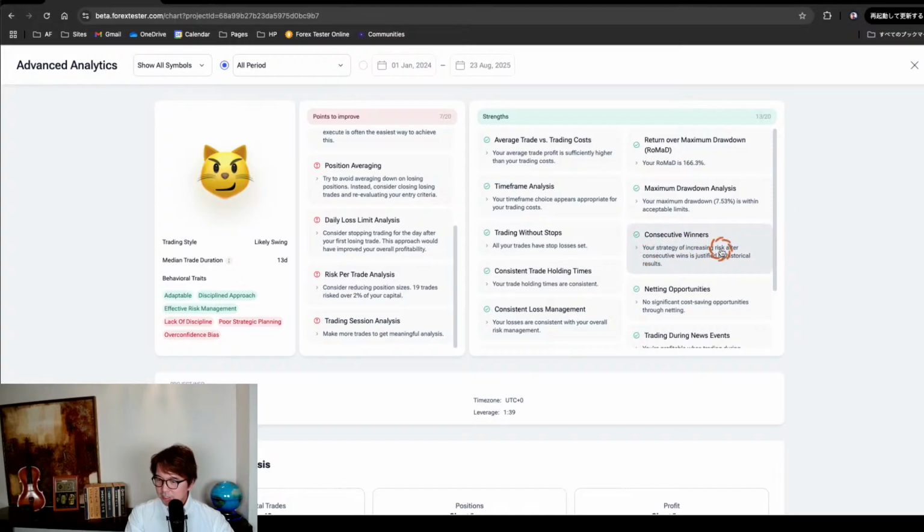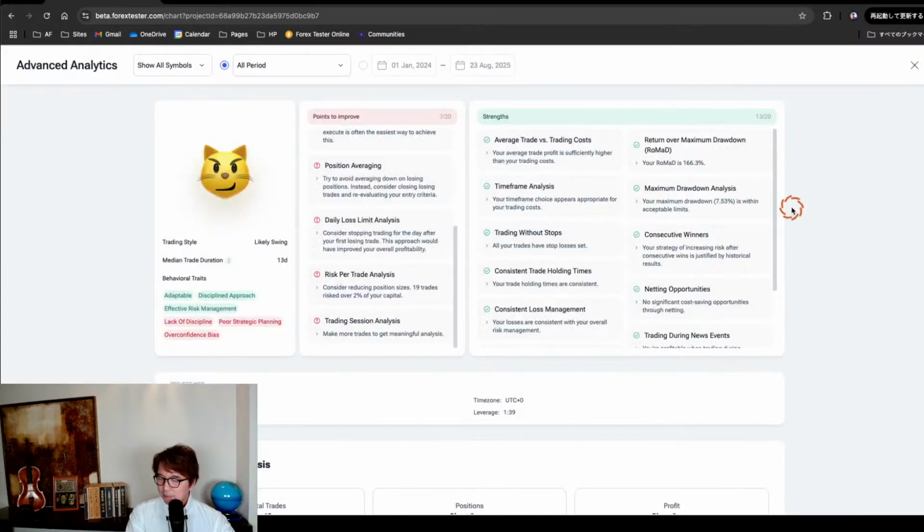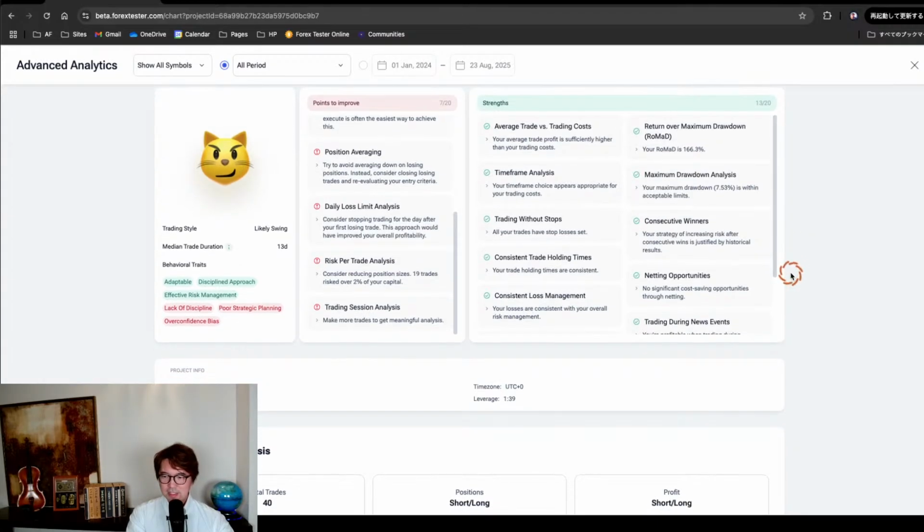Okay, consecutive winners is a strength of my strategy. Your strength of increasing risk after consecutive wins is justified by historical results. Okay, that's a great comment. Yeah, that's good. So after you take a number of trades, then you get the stats. Not only that, you get the comments. And you click, and you read and think about the areas to improve this way. And this is amazing.